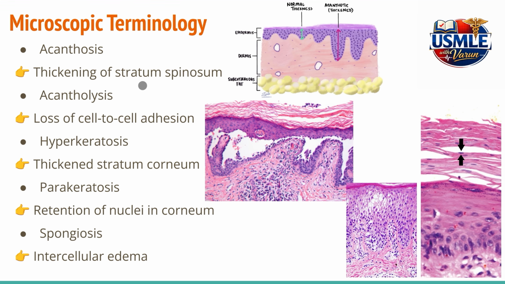Acanthosis is nothing but thickening of the stratum spinosum, whereas in acantholysis, there is characteristic loss of cell-to-cell adhesion, and hyperkeratosis is associated with a thickened stratum corneum, or the barrier layer. Parakeratosis is associated with retention of nuclei in the corneum, whereas spongiosis is associated with intercellular edema.